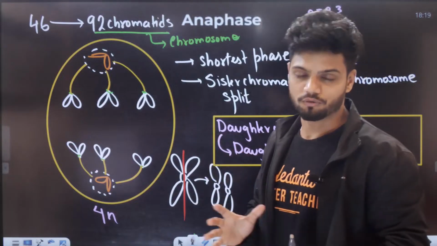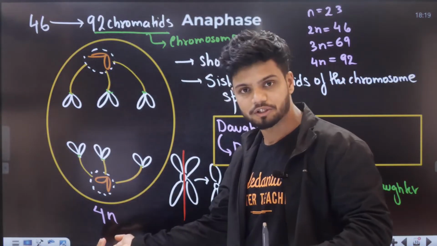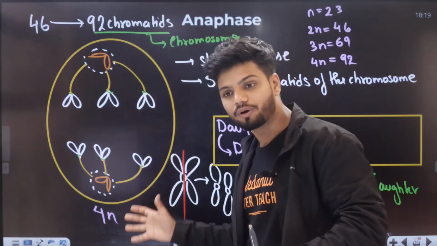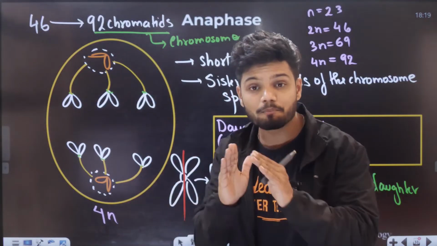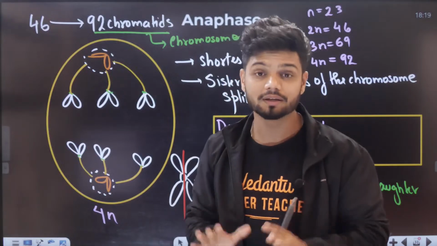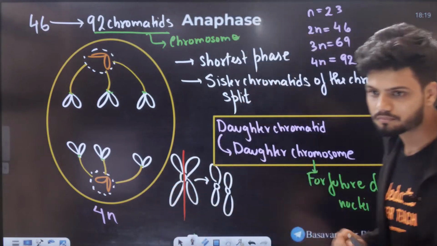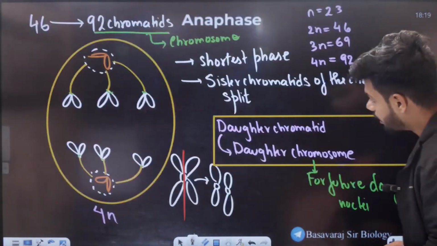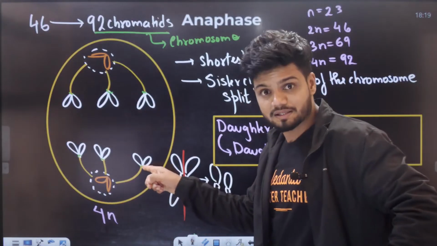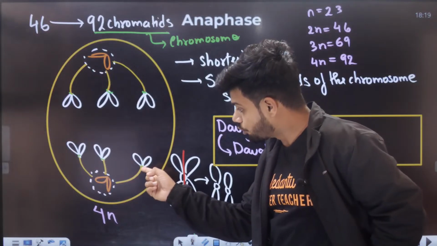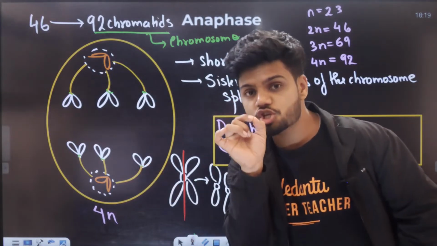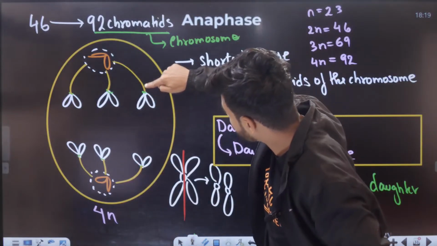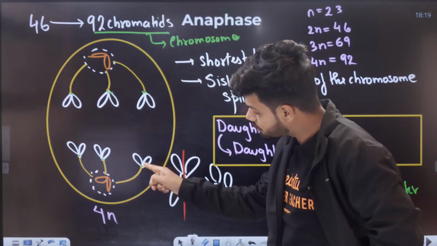Is that point clear to all of you? Because I'll come back to this point when I teach you DNA content. So this particular cell is in 4N condition right now. Temporarily 4N condition. Okay. Now can you see here? This direction also matters. This is the centromere. Centromere position is always towards the poles.